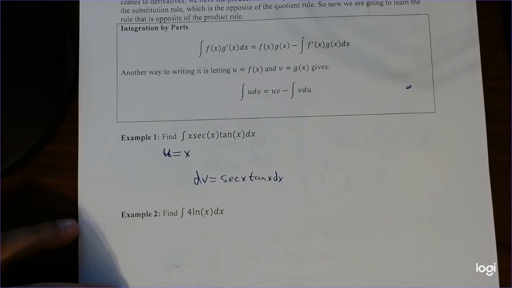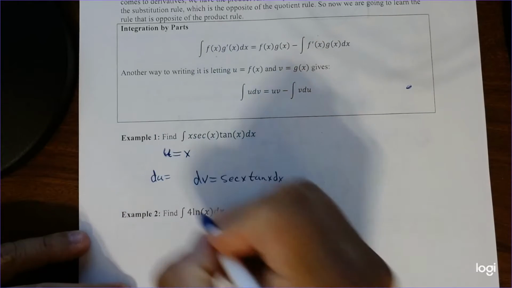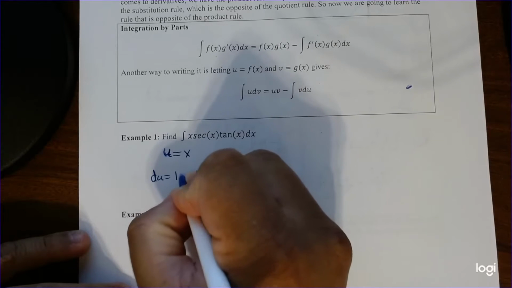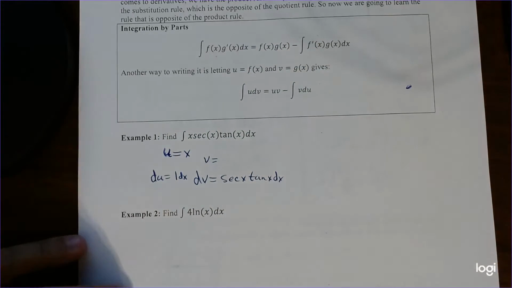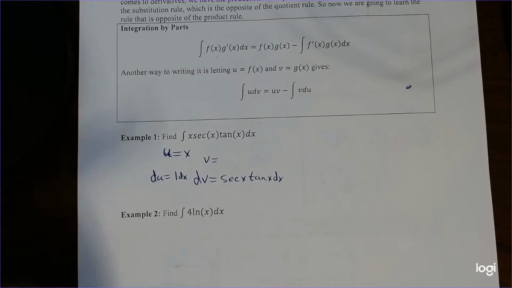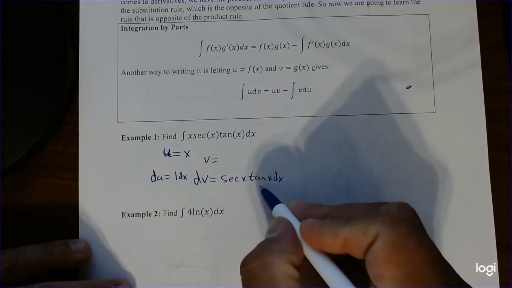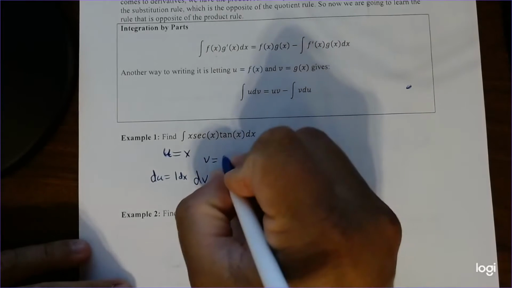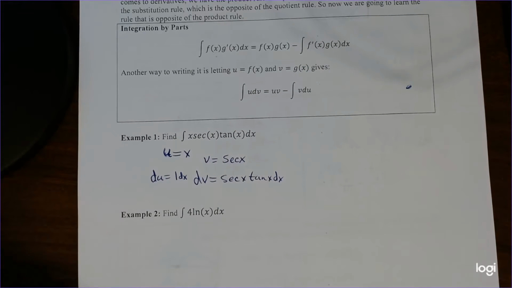Okay, and now we're just going to go down. We're going to take the derivative, which is just going to be 1. And now here we're going to take the integral of that. Remember, if you're not sure what the integral is, you can always go back to the first page, where I give you that set of integrals. So the integral of secant tangent is just secant, which makes it simpler to deal with.